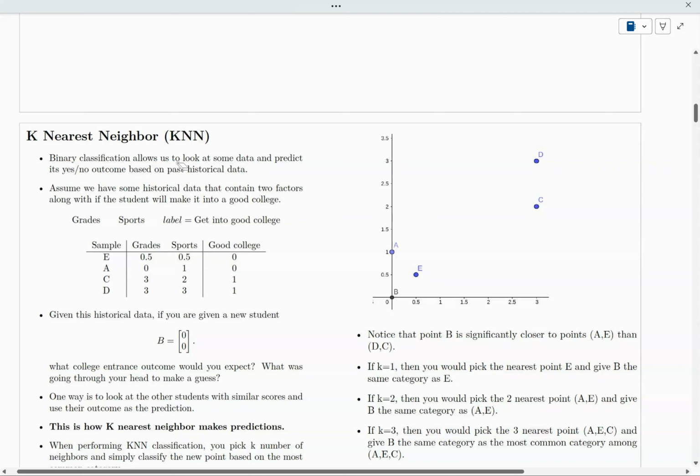So let's assume, as an example, that we have some historical data containing two factors along with whether the student made it into a good college. The two factors are grades and sport, and these are the scores. So these students, E and A, did not make it into a good college, and these ones, C and D, did. Now let's plot them out. A and E are right here, C and D are here. Let's look at this visually, here and here.